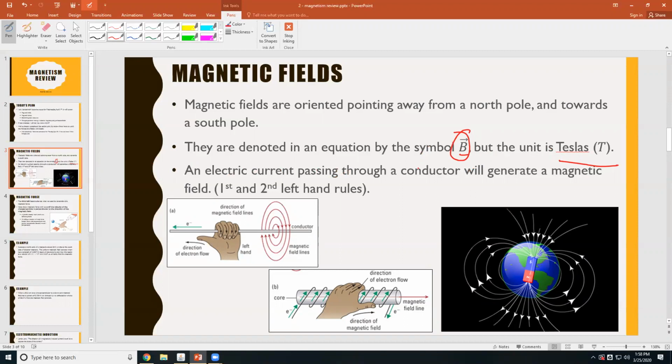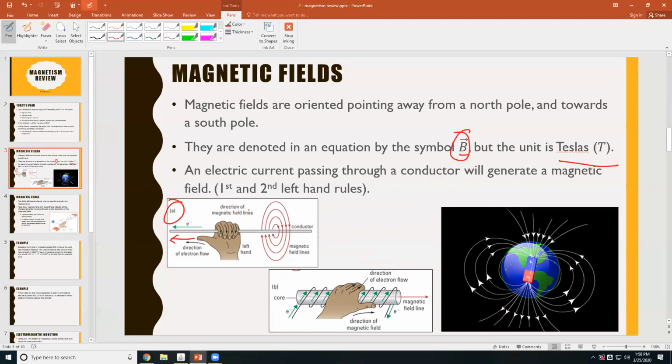Now, an electric current passing through a conductor, like a current carrying wire, is actually going to generate a magnetic field. Our first and second left-hand rules explain how this would behave. The first left-hand rule says that when you have a current going through a wire, the current traveling, let's say, this way, it's going to produce a circular magnetic field going around the wire. The way to remember this is to use your left hand and point your thumb in the direction of your electron flow, and then use your curled fingers to represent the direction of the magnetic field lines.